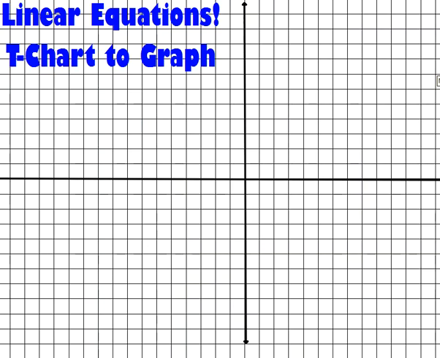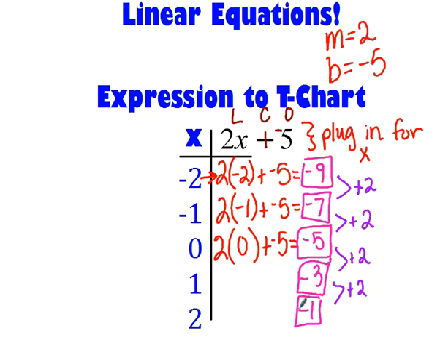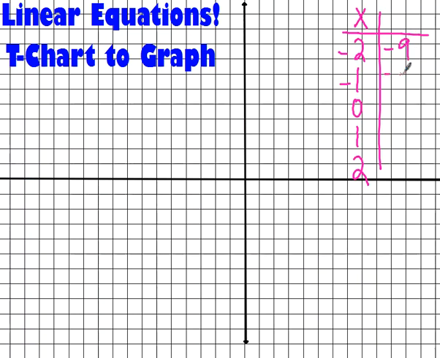So our t-chart here, let's go ahead and draw it. We had x was -2, -1, 0, 1, and 2. And our y value started at -9, -7, -5, -3, and -1. So as we're putting this on the graph, if these are the x values, that means these over here are the y values. So really these just make points on a coordinate plane. So your first point is this right here. So when x is -2, y is -9.